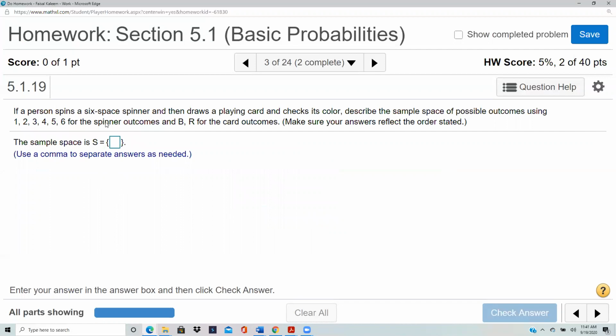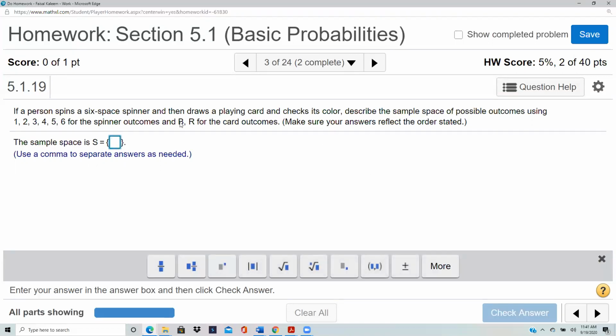If a person spins a 6-space spinner and then draws a playing card and checks its color, describe the sample space. So now the sample space is the set of all possible outcomes. So what you do is you first spin a spinner and then draw a card. So the spinner has numbers on it. So first it's the number because first it's the spinner and then the card is black or red.